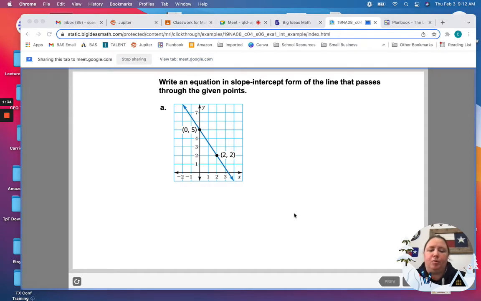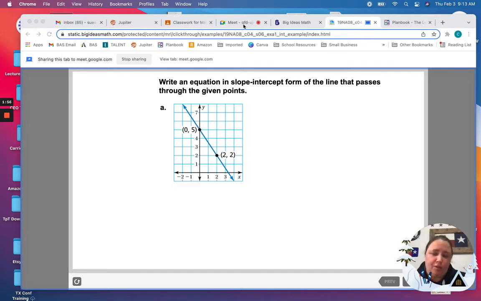Alright, so this is example 1. We're going to write an equation in slope-intercept form of the line that passes through the given points. So, first of all, what is slope-intercept form? Y equals mx plus b. Yes, y equals mx plus b.